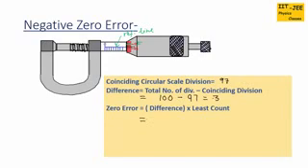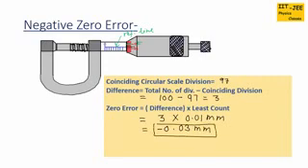We need to multiply this difference by the least count. So 3 times 0.01 millimeter, which is the least count of the screw gauge. Please make sure you watch screw gauge part 1 so that you can understand the least count of the screw gauge. We got 0.03 millimeter. As this is a negative zero error, we will put the negative sign before the number. So minus 0.03 millimeter is the negative zero error of this screw gauge.